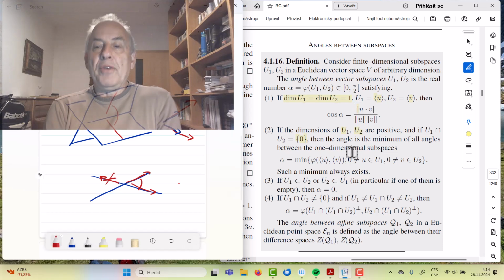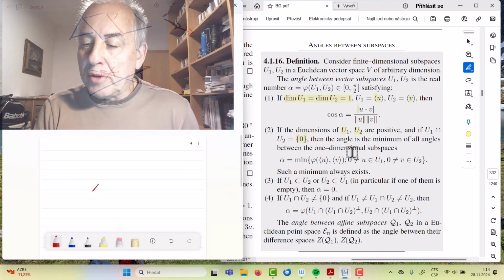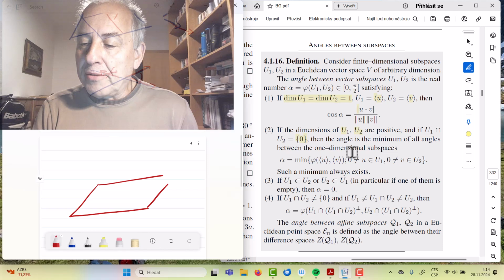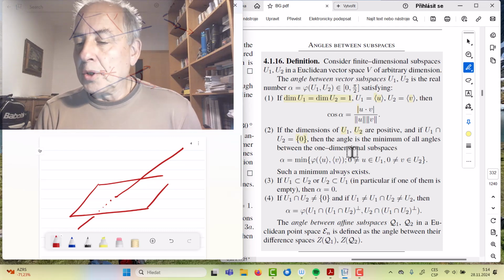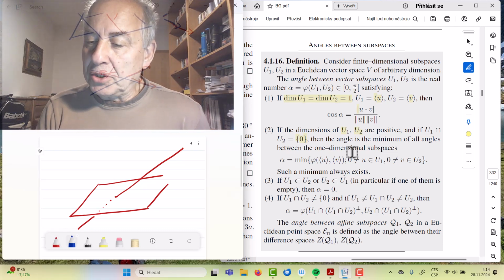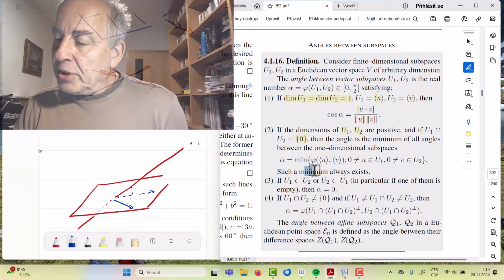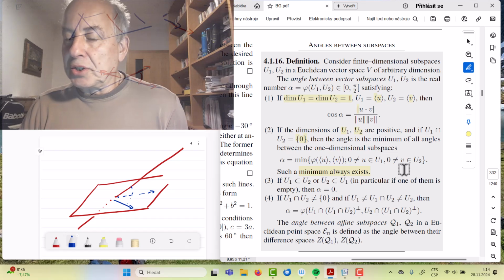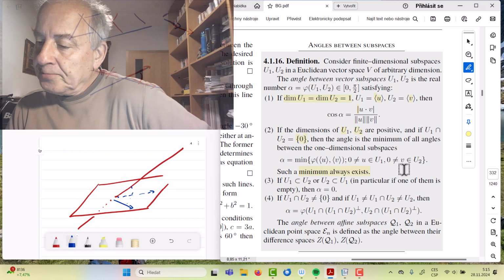But here, if we have got a higher dimensional case, like in R3, you have a plane and you have a line like this. Then of course you have many vectors there, right? So you can just take something like this, but the right one will be this one, the smallest one. And the claim is that such a minimum always exists, and we will see very soon how to compute it. That's easy.